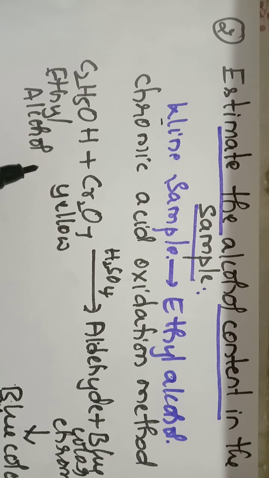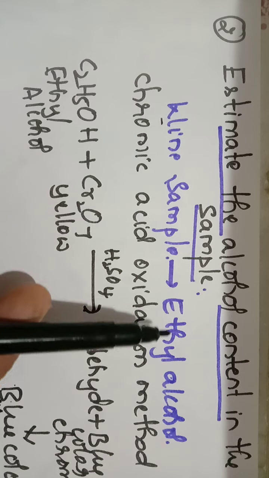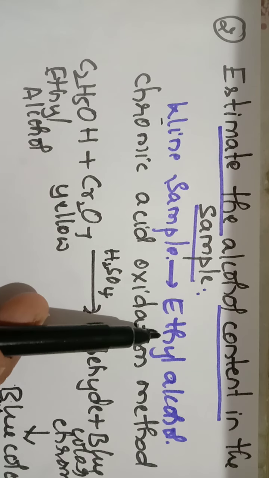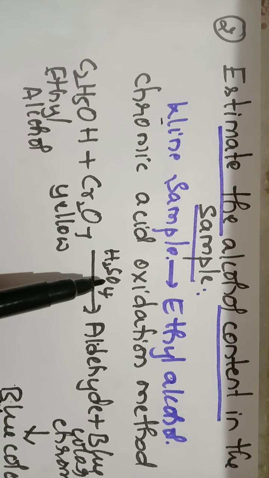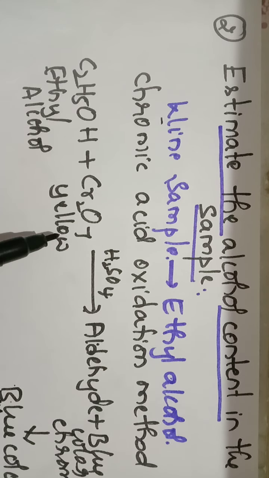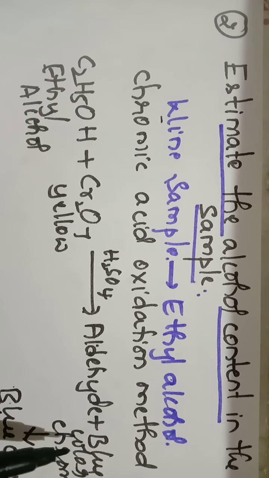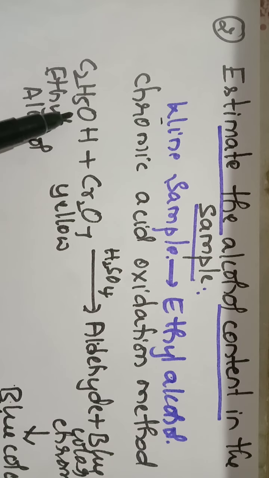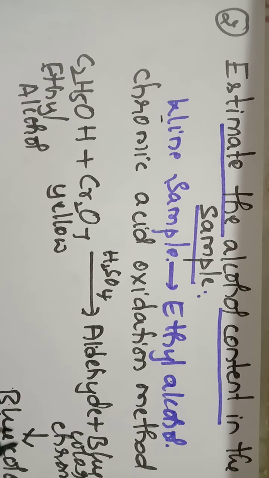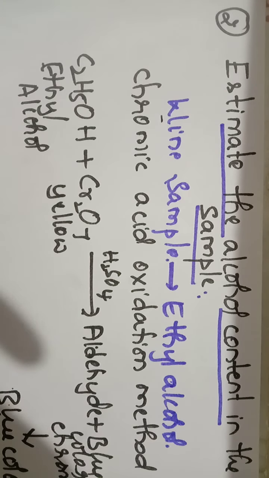The principle is very simple. We will take up the wine sample, which is supposed to contain ethyl alcohol. When ethyl alcohol combines with chromic acid in the presence of sulfuric acid, ethyl alcohol is oxidized to aldehyde, whereas the chromic acid, which was earlier yellow in color, is reduced to blue color chromate ions. This blue color is proportional to the presence of alcohol. If you have more alcohol, the intensity of the blue color is greater. This is the very simple principle.